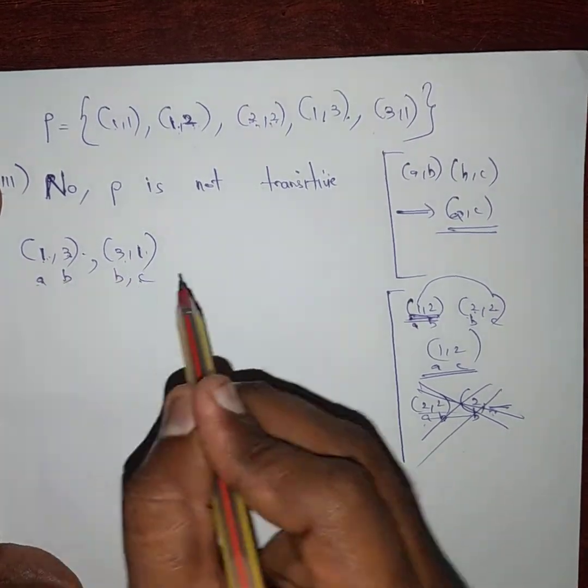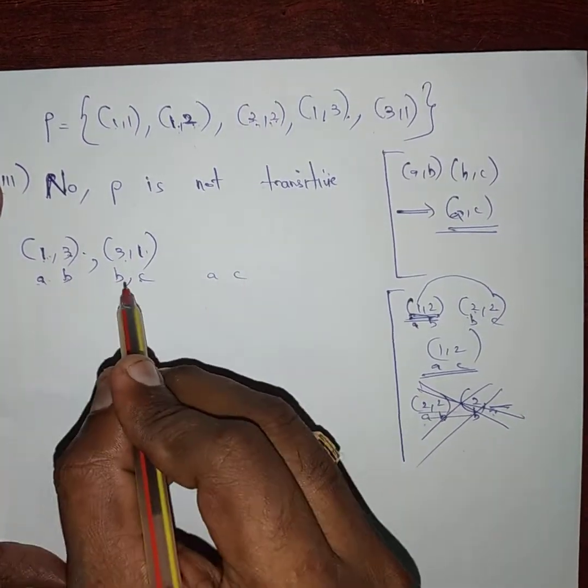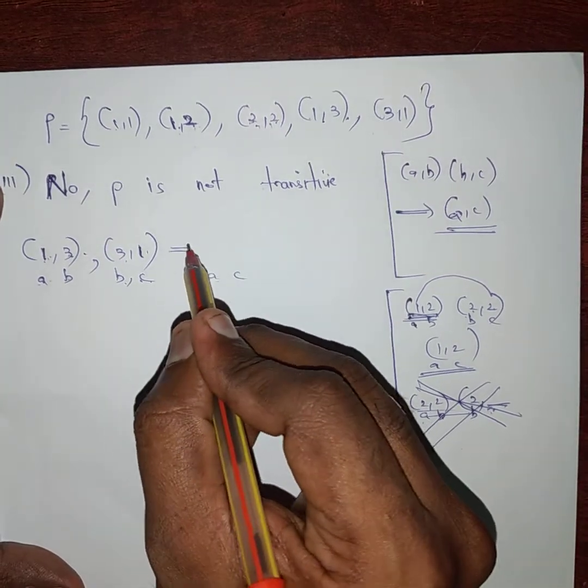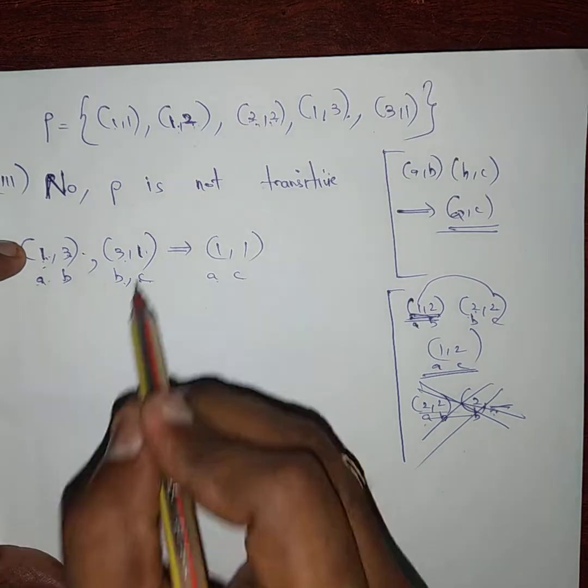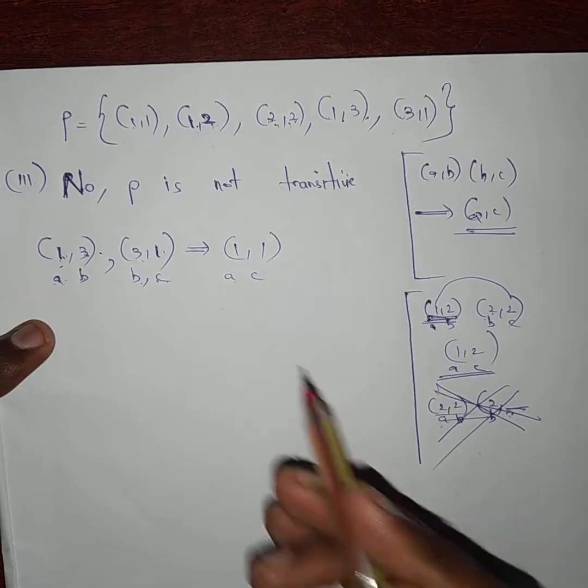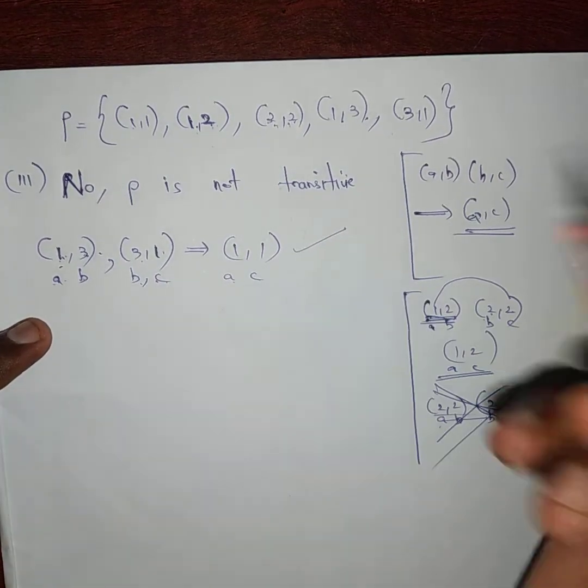A, B, and B, C. Next I want to choose AC. What is AC? AC is nothing but 1 comma 1. Check carefully, 1 comma 1. So this is possible. Here transitivity is also possible.